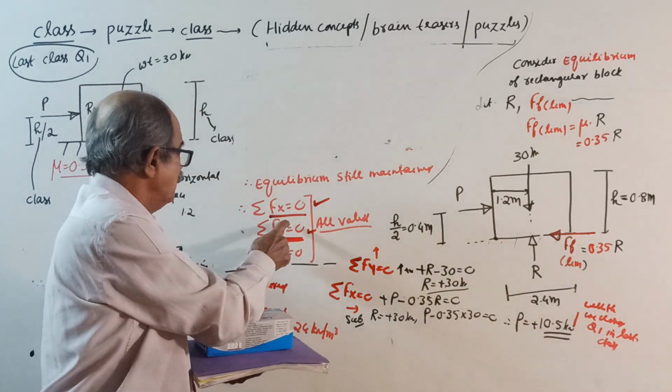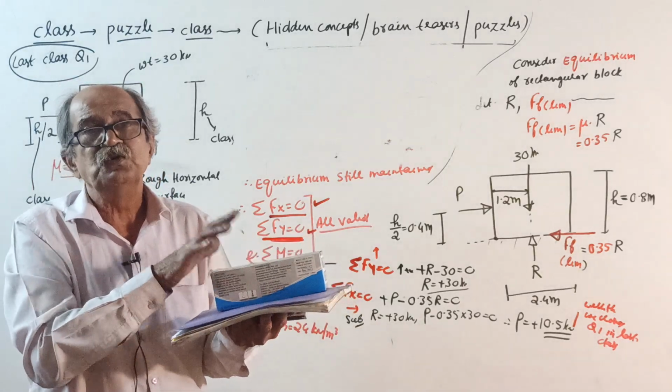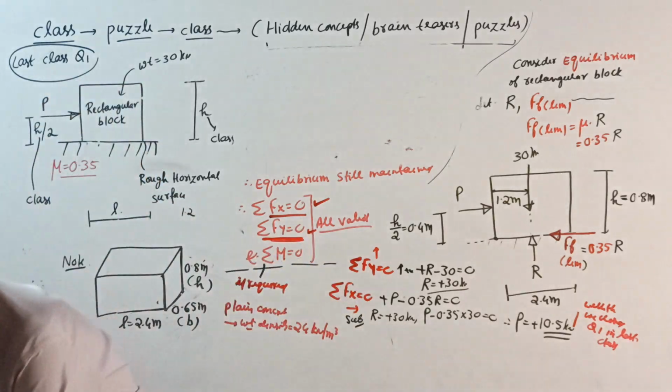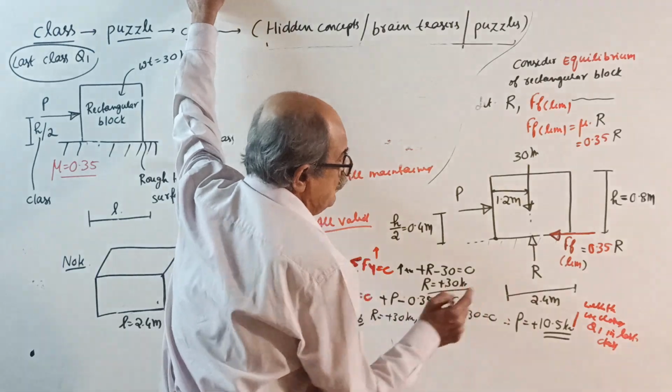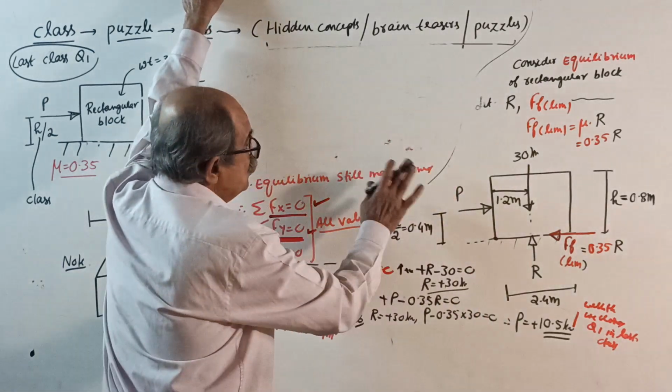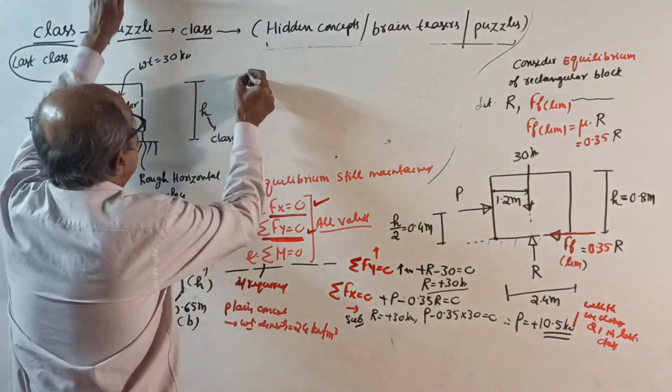Sigma Fx, sigma Fy and sigma M, all three should be 0. Of course, we are not using sigma M equals 0. Start now. We got P as 10.5 kilonewton. Now you do one thing. See, I will tell you one important concept.